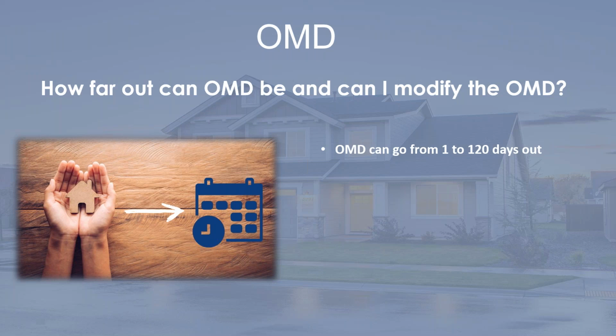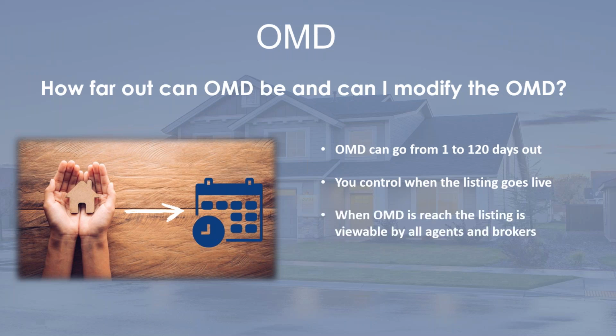So a couple bullet points here. Again, just to recap, on-market date can go from 1 to 120 days out. If you want it to go live, you just set it as the same day as the day you put it into the MLS. You have total control of when it goes live. And again, that's that conversation you have with the seller. And then ultimately, when that date is reached, it's viewable by everybody, all agents and brokers. And most importantly is that days on market will display as 0.